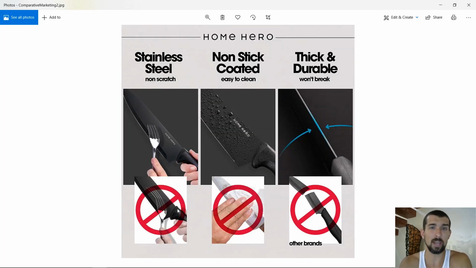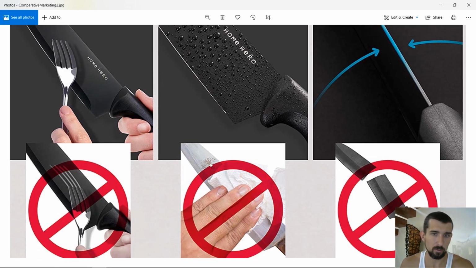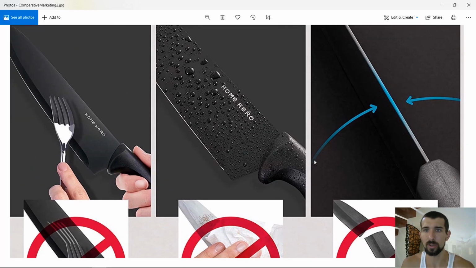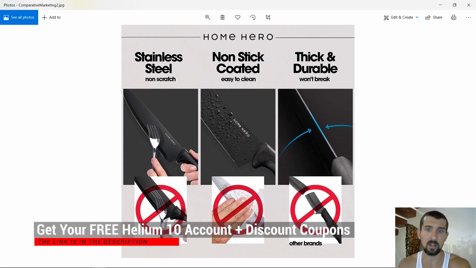So the next thing we have is this Home Hero. Look at this. We have stainless steel non-scratch, and we show that the competitor has some scratches. See, that's another way of comparative marketing. Or non-stick coated, easy to clean. You can see that the water does not stick to the product, and here, well, it kind of sticks and it's harder to clean. And here, thick and durable, won't break. There's thickness there, and another knife breaks.